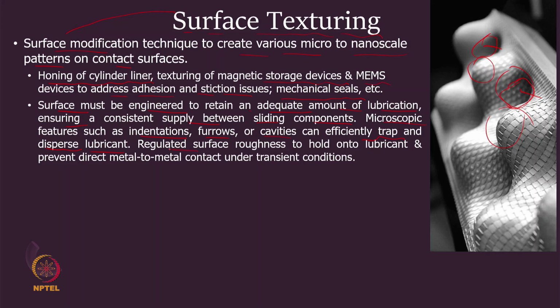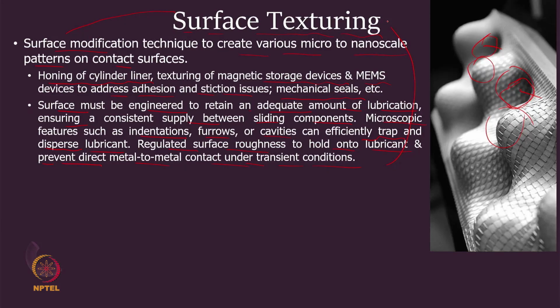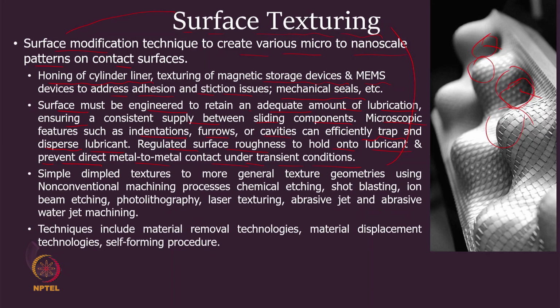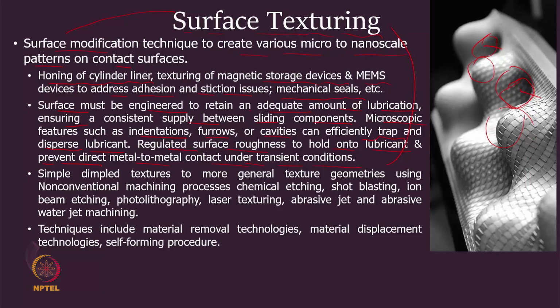So that's why we say regulated surface roughness to hold onto the lubricant and prevent direct metal to metal contact in the transient condition is really required, and that can be done by surface texturing. So that's why surface texturing is really getting more popular. Now what is this surface texturing? We say it can be a simple dimple texture to more generic.